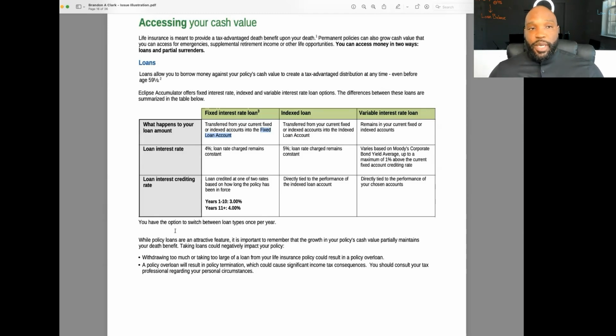There are some insurance companies that won't allow you to go from a variable loan to a fixed loan without paying the loan back. There's even some insurance companies that will let you switch from fixed to variable without paying the loan back, but they might make you wait 12 months, meaning you can't take any loans for 12 months before you can switch or convert that loan to the other type. There's other companies that give you the option, and that's what I want to highlight here. They give you the option to switch between loan types once per year.